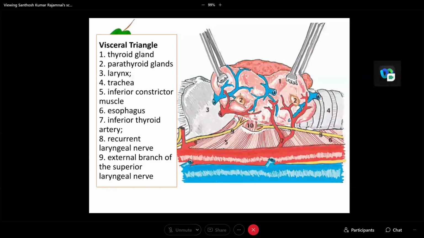So this is a broad view, right? But it can be other swellings also. It can be a parathyroid swelling also. Why not a parathyroid adenoma or even a parathyroid carcinoma? It could be a laryngocele coming from the larynx. It could be a tracheocele coming from the trachea. It could be something related with the inferior constrictor muscle. It could be a tumor of the esophagus even, or an aneurysm of the inferior thyroid artery, or a neuroma of the recurrent laryngeal nerve, or a neuroma of the external branch of the superior laryngeal nerve. Again, these are all rare differential diagnoses. 99% of the time, a swelling in the anterior triangle, as I told you before, is probably a thyroid swelling. So that is why I put it as number 1.